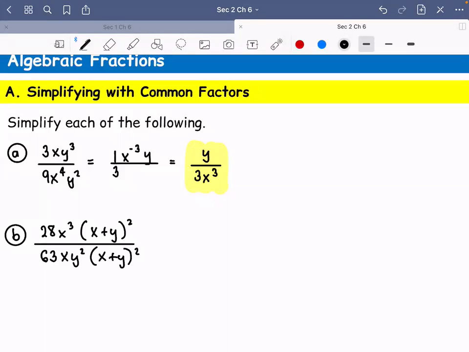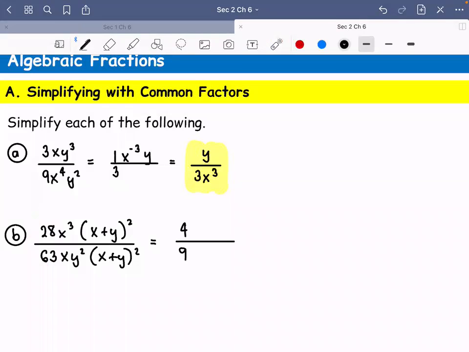Okay, how about this now? This is trickier compared to the previous question. All right, so let's answer this, and then after this, we're going to answer some questions from exercise 6A. So always start with the numbers. 28 over 63. What's the simplest form of that? It's equal to 4 over 9, right?